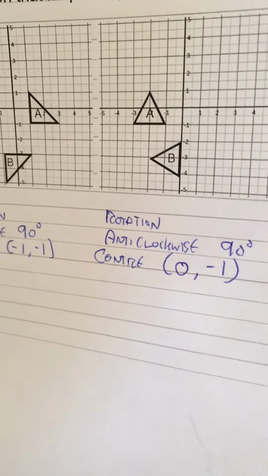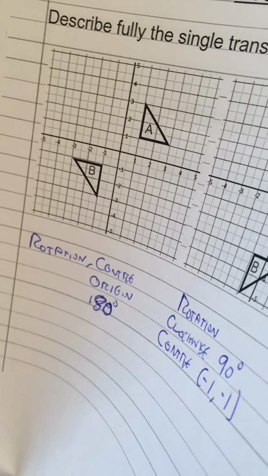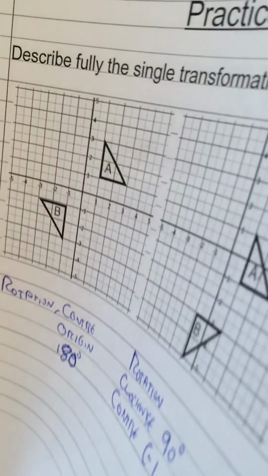Okay. So once again, your answers should be: rotation, anti-clockwise 90, center 0, -1; clockwise 90, center -1, -1; and 180 about the origin.